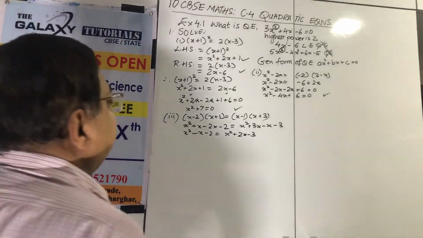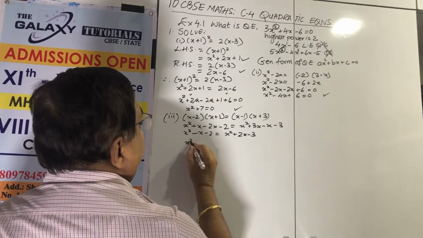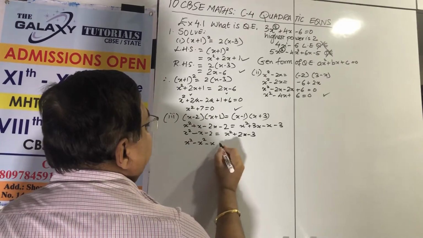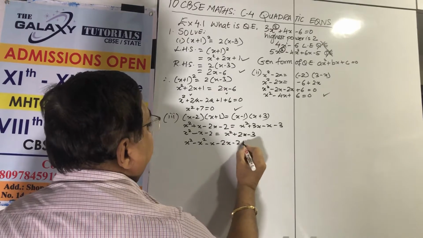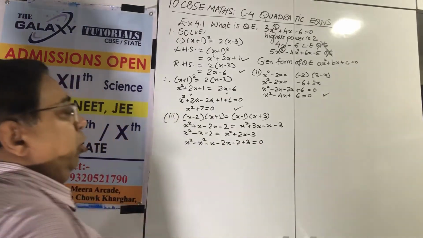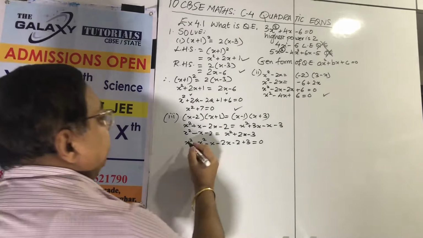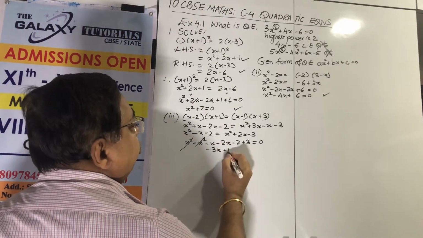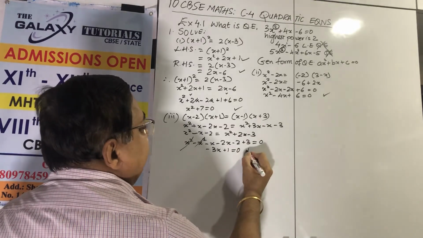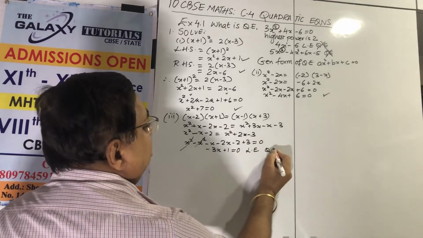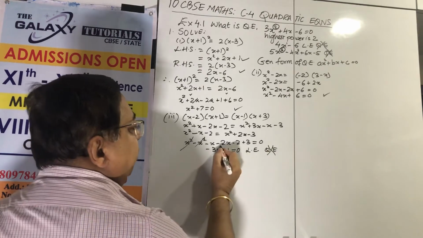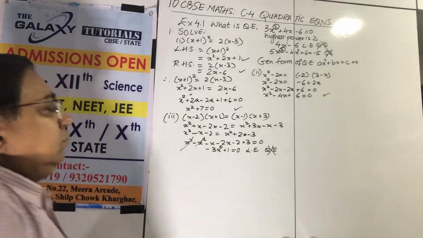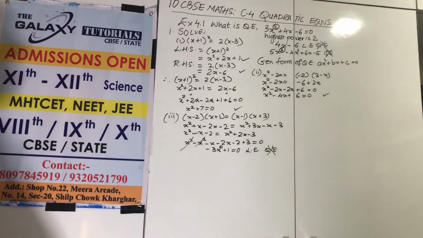Now, in this case, when you subtract, x square minus x square, minus x minus 2x, minus 2 plus 3 is 0, bringing all the terms on one side. Now x square and x square will cancel. This will become minus 3x. This will become plus 1 is equal to 0. This is a linear equation, not a quadratic equation. The highest power is 1, not 2. So this is not a quadratic equation.